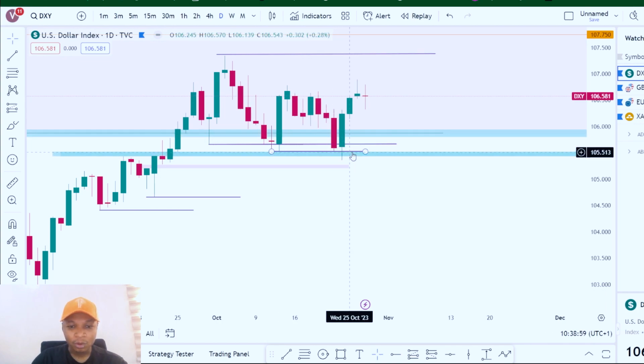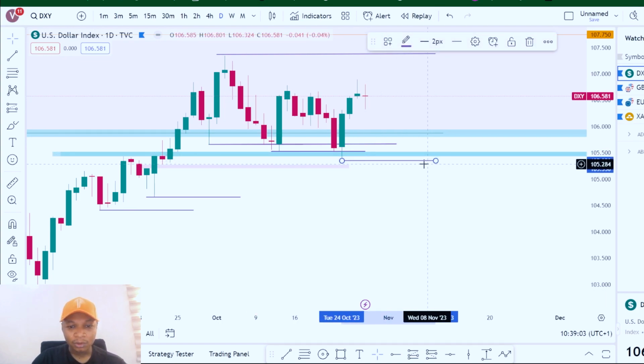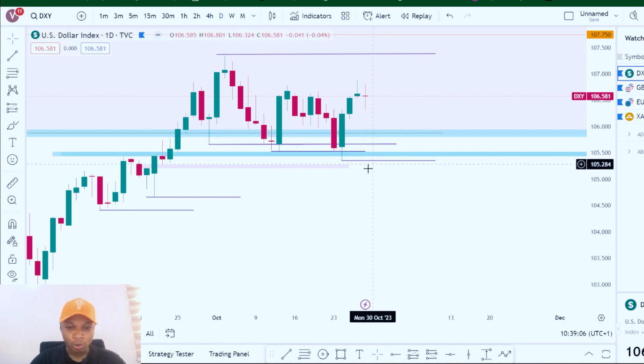Now that we have a new low, we need to see price go below this low. We need to see the candle close, not just the wick below. That's what we call the proper break of structure. You're going to see a video on that in the midweek, all right?